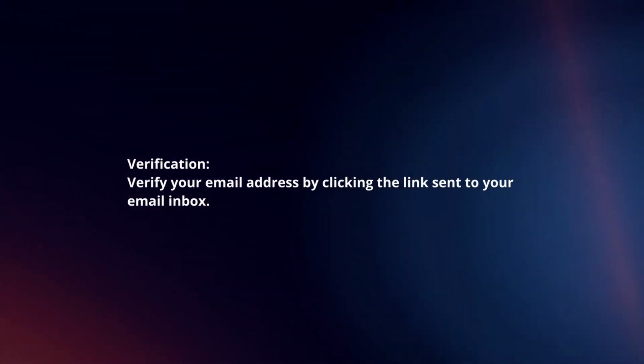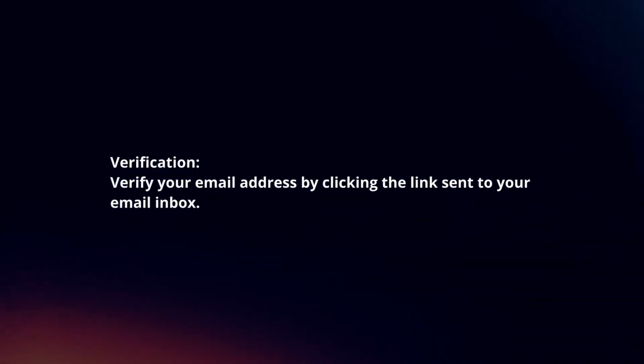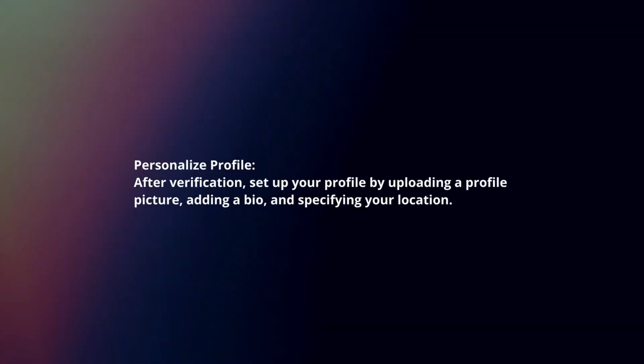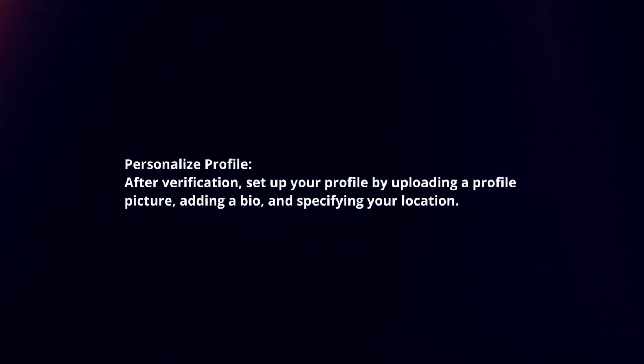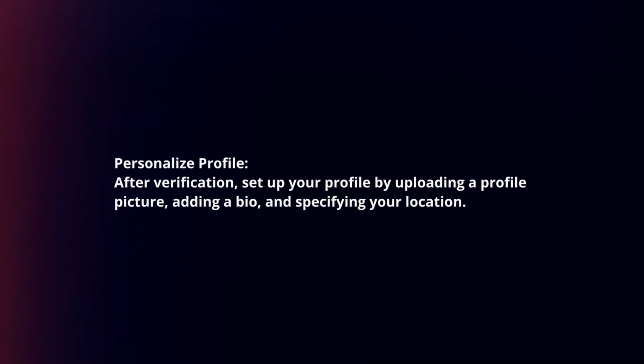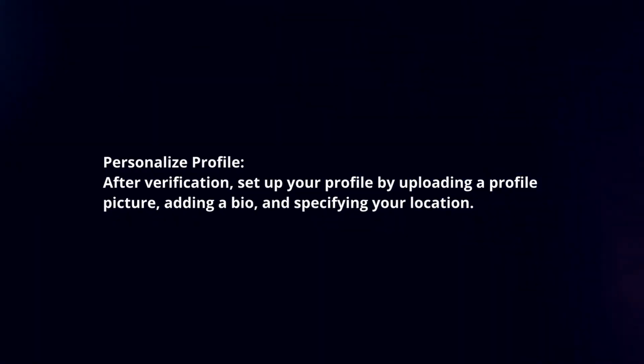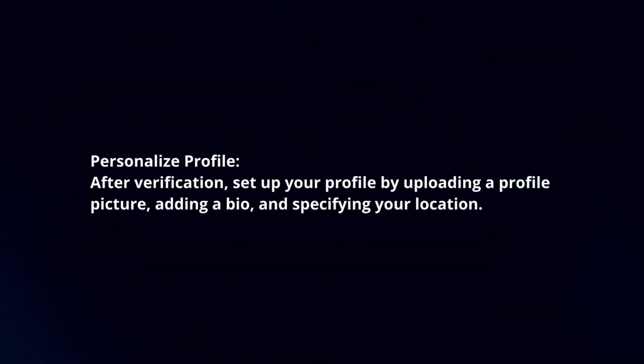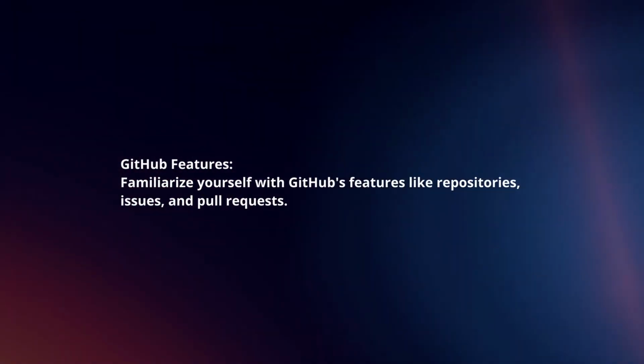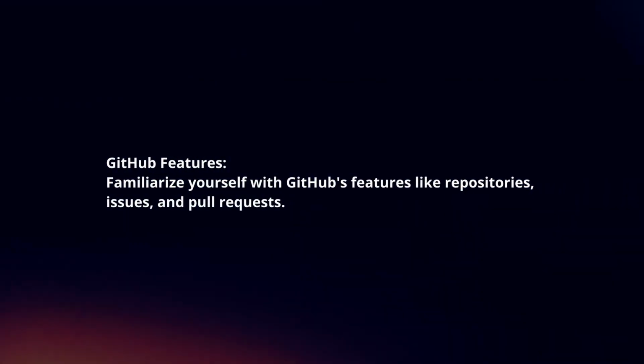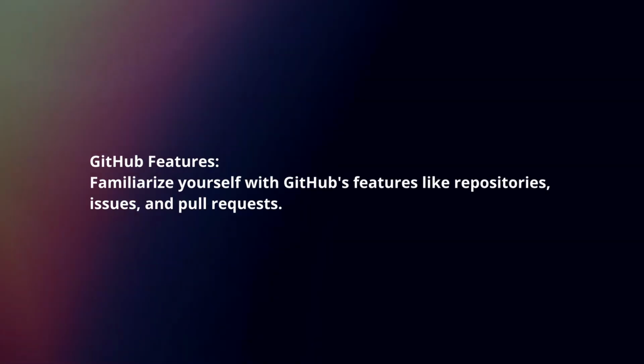Verification. Verify your email address by clicking the link sent to your email inbox. Personalized profile. After verification, set up your profile by uploading a profile picture, adding a bio, and specifying your location. GitHub features. Familiarize yourself with GitHub's features like repositories, issues, and pull requests.